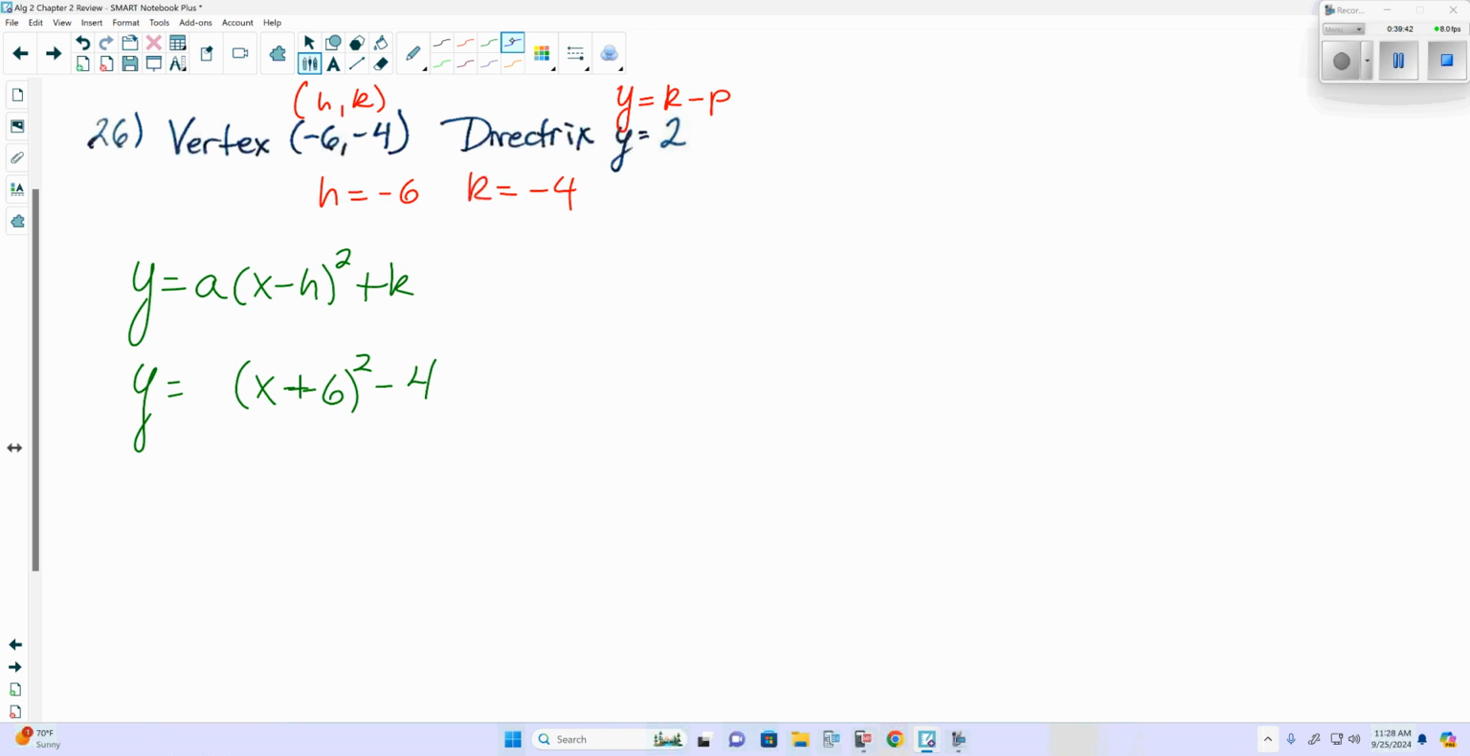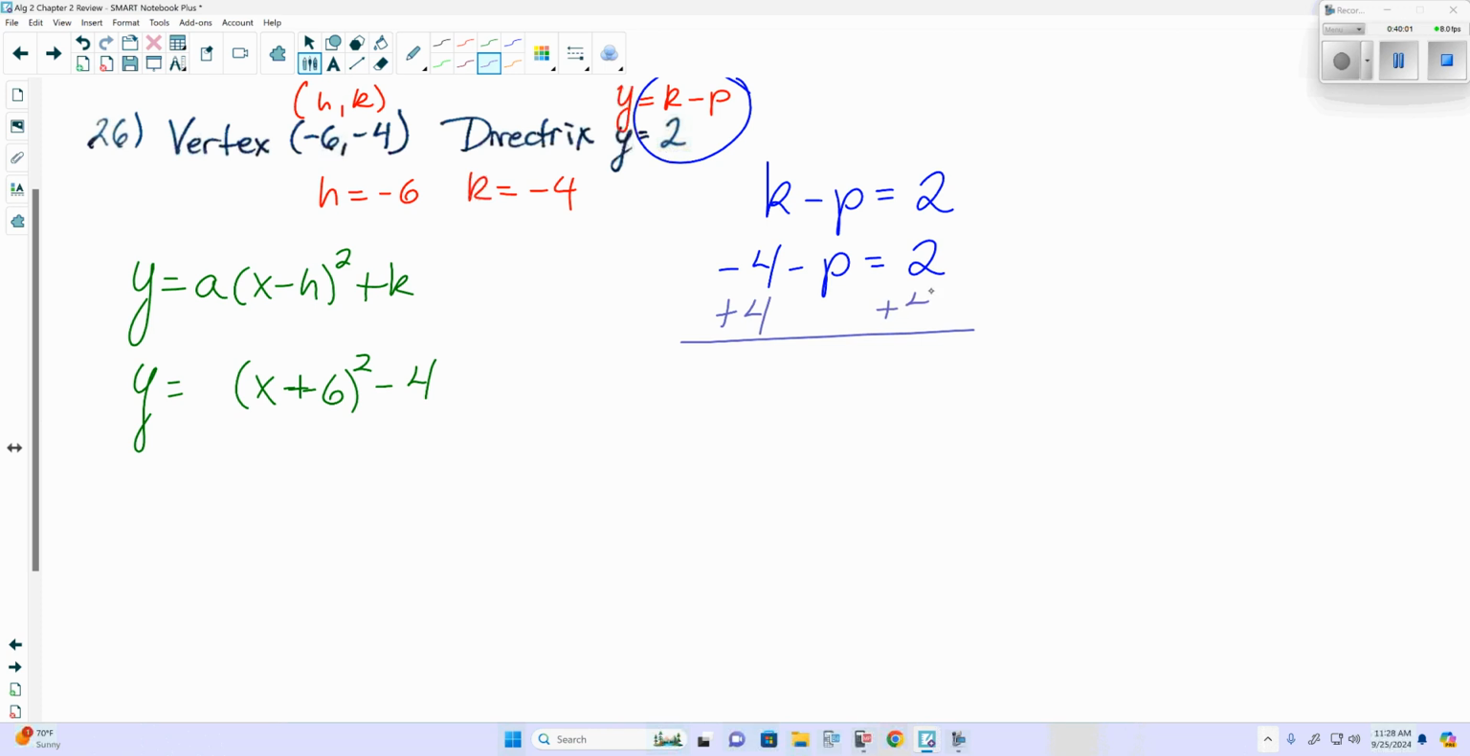But to find a, we've got to find p. Well, our k minus p from the directrix is matching up with our 2, telling us k minus p is 2. And k is -4, so we replace k with its value to solve for p. First thing we would do is add 4 to both sides: negative p is equal to 6. We'll divide by negative 1. Our negative p divided by negative 1 is positive p, and 6 divided by negative 1 is negative 6.